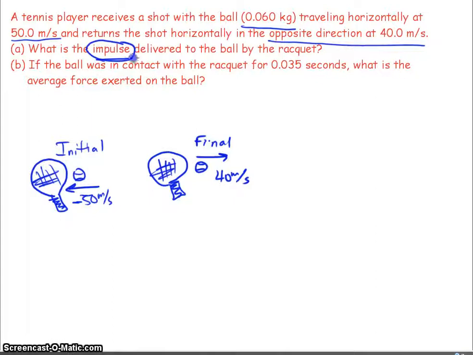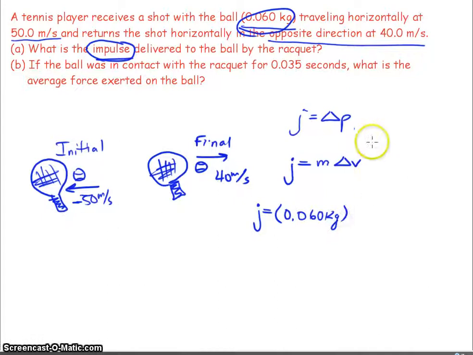Now, in order to calculate the impulse delivered by the racket, remember that impulse is equal to the change in momentum of my object. So my impulse is equal to my mass times my change in velocity of the object I'm talking about, the object that the force is exerted on. In this case, that is the tennis ball. So impulse equals the mass of the tennis ball, it tells me, 0.060 kilograms.